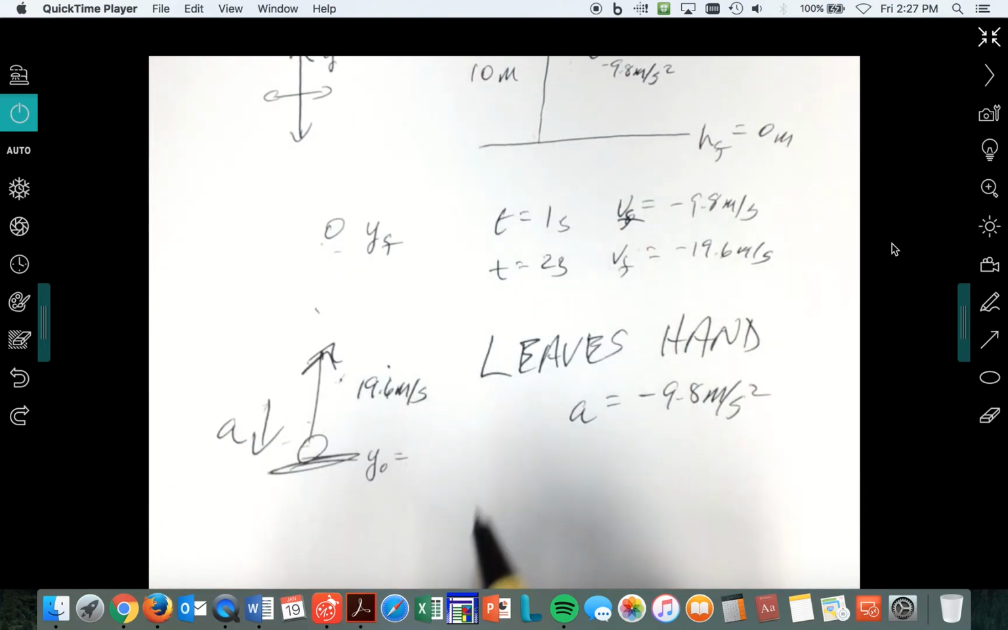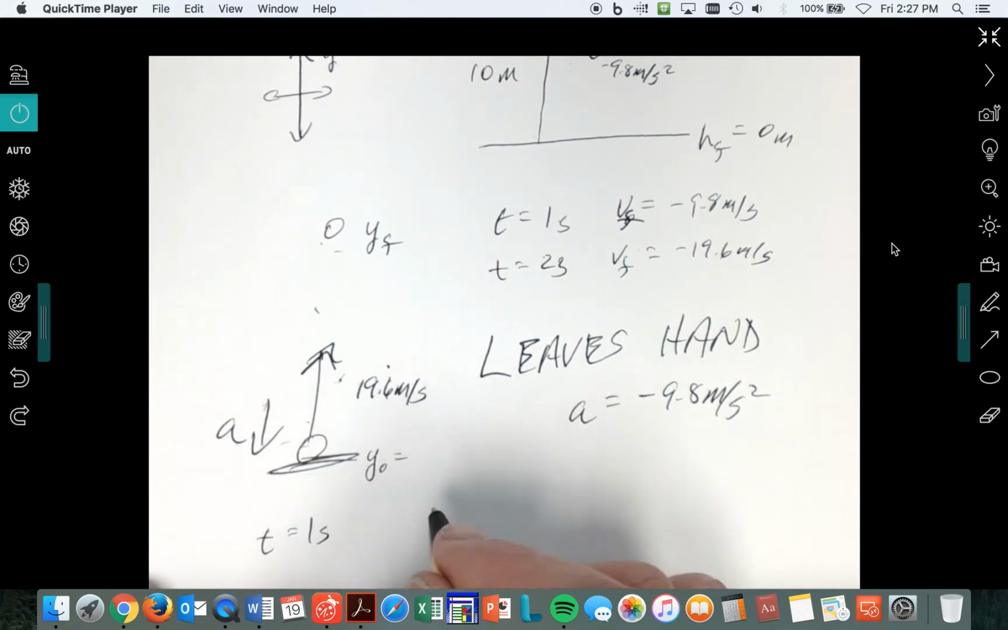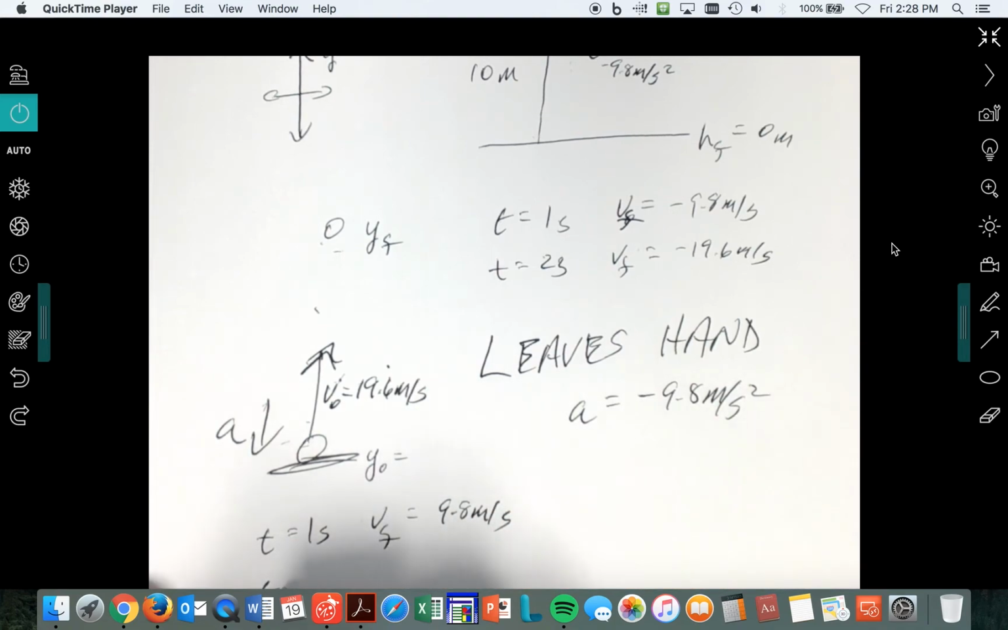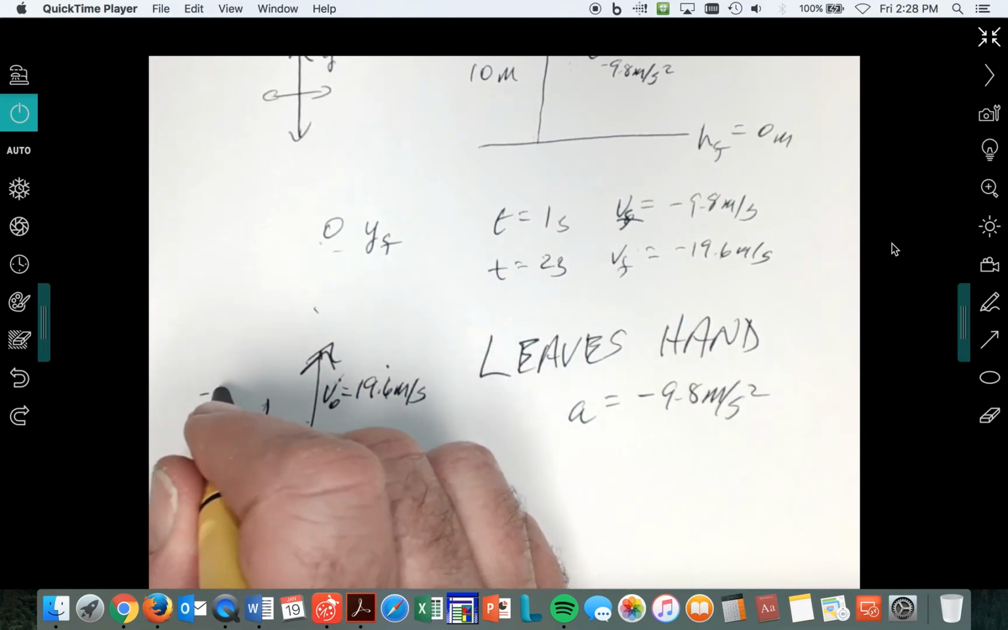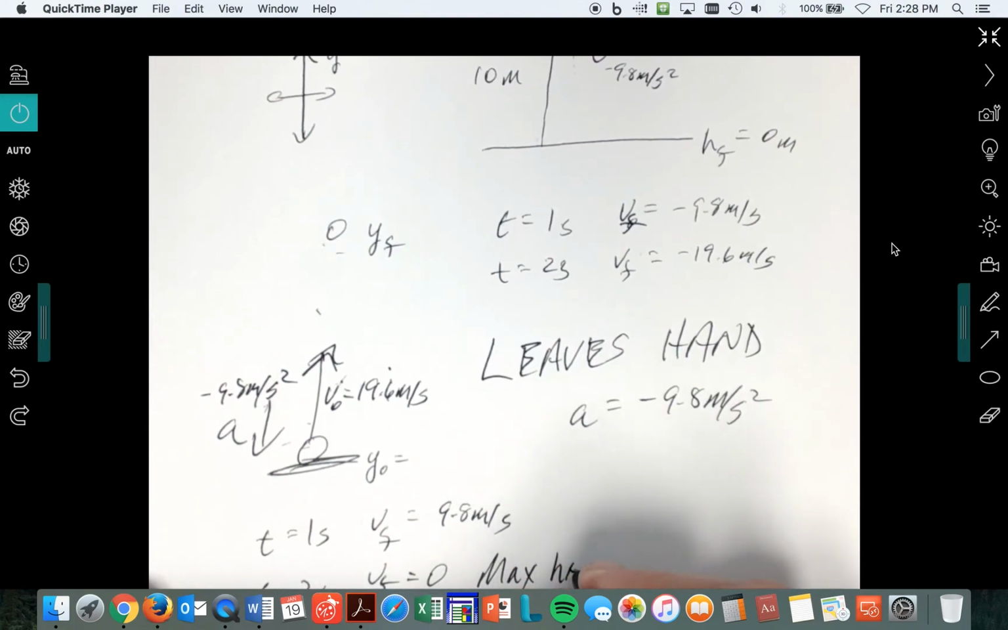So it's going to go up. After t equals 1 second, if I threw it at 19.6, the final velocity is going to be 9.8 meters per second. After 2 seconds, I subtract the acceleration of negative 9.8 meters per second squared again: 9.8 minus 9.8. The final velocity is going to be 0, and that's at its max height.